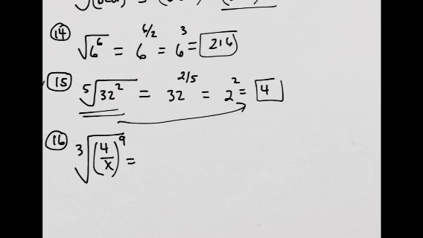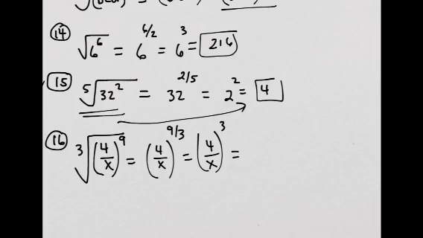So for 16, the base is 4 over x, and then the power is 9, and the root is 3. So I could simplify 9 over 3 as 3. So to the 3rd power, like that. And 4 to the 3rd power is 64. And then x to the 3rd power is just x cubed. And that would be the final answer.